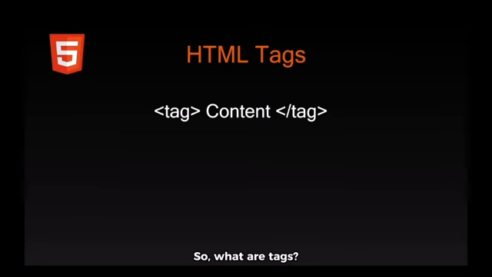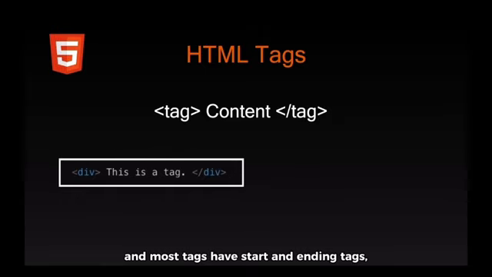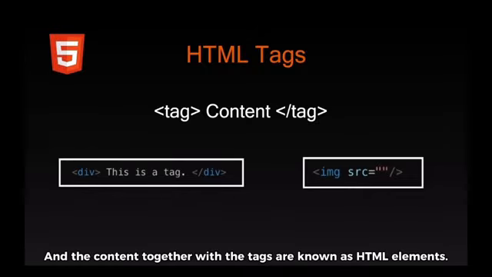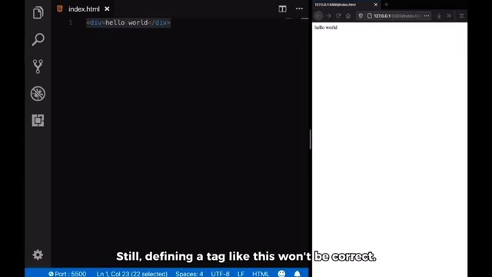So what are tags? HTML tags are special keywords to display and format the content in the web browser. Tag names are surrounded by angle brackets, and most tags have start and ending tags, whereas other tags are self-closing, and the content together with the tags are known as HTML elements. Still, defining a tag like this won't be correct.